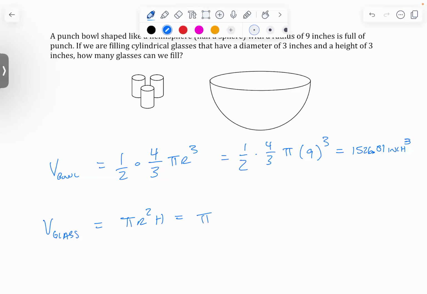The diameter was told to be 3 inches, so be careful of this. That means the radius is actually 3/2 inches, right? Diameter is twice the radius, so the radius is half the diameter. And the height was told to us to be 3 inches as well. All right, so our volume of the glass is 21.2 cubic inches.